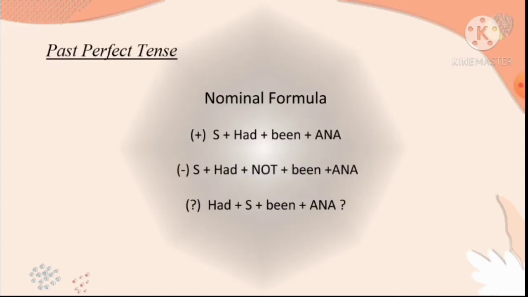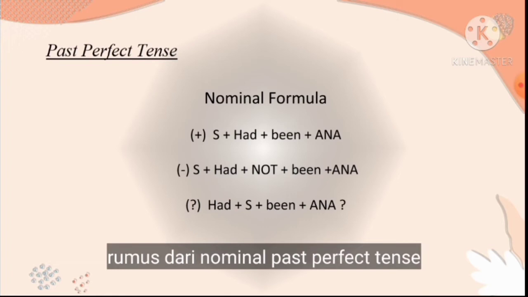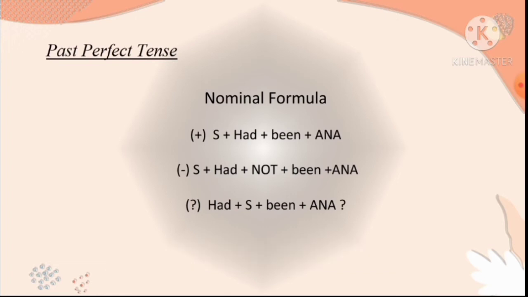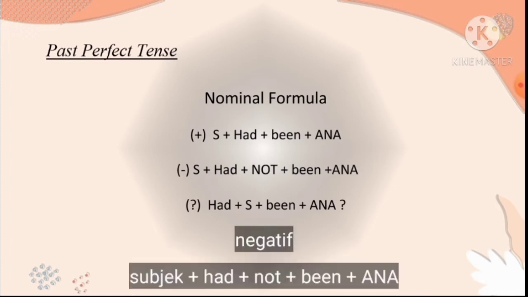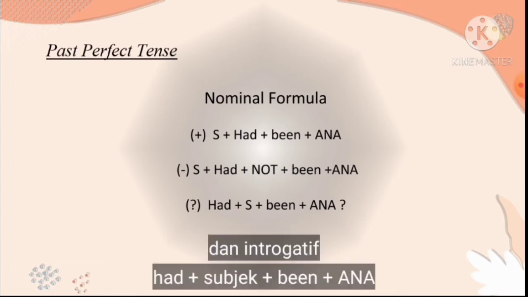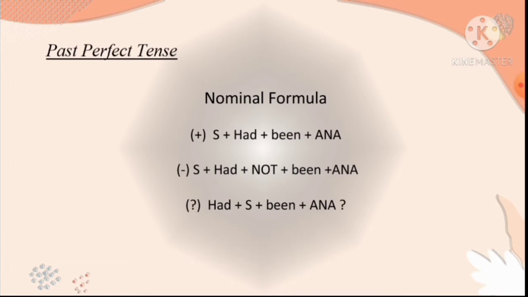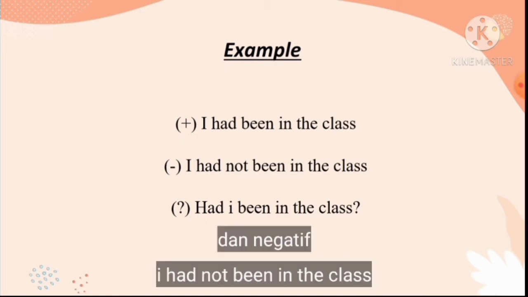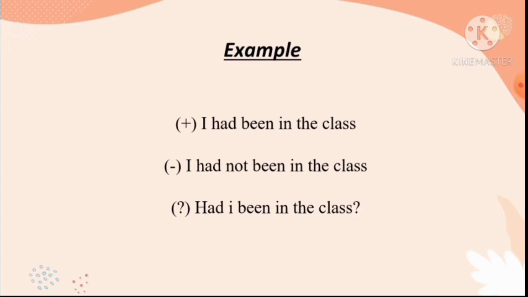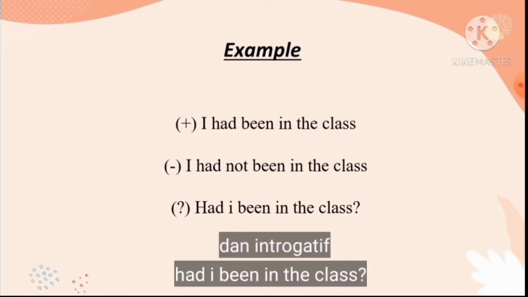Okay, next. Formula of nominal past perfect tense. Positive: subject plus had plus been plus Anna. Negative: subject plus had plus not plus been plus Anna. And interrogative: had plus subject plus been plus Anna. The example, in positive: I had been in the class. And a negative: I had not been in the class. And interrogative: had I been in the class?